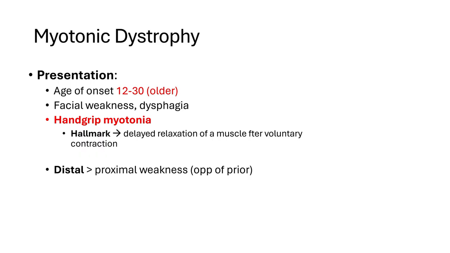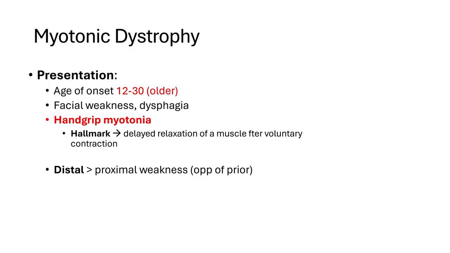And this is delayed relaxation of the muscle after a voluntary contraction. For example, if a patient makes a fist, they have very difficulty quickly opening their hand again. And that's the key trait there. Quickly opening their hand. If you were to have them slowly do it, you may not be able to see it. But if you ask them to quickly open their hand, you may see issues.